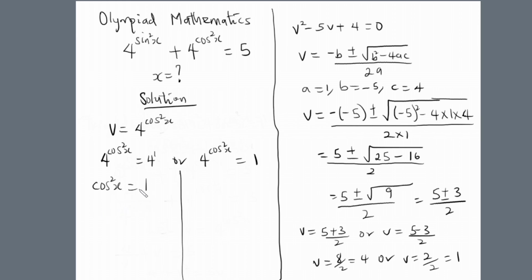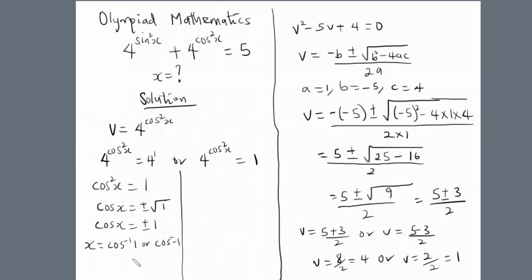That means we take the square root of both sides to get the value of cos x, because cos square x is the same thing as cos x, all squared. If you take the square root of both sides, it will be cos x equals plus or minus the square root of 1. The square root of 1 is 1, so cos x is equal to plus or minus 1. And now to get the value of x, you take the cos inverse of both sides. So x is either cos inverse of 1 or cos inverse of minus 1.